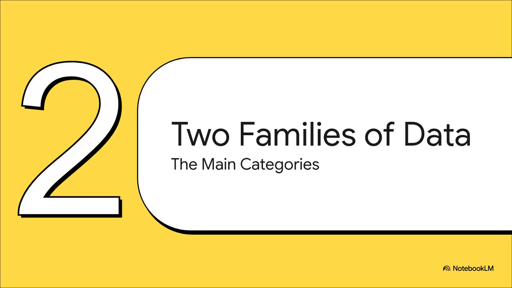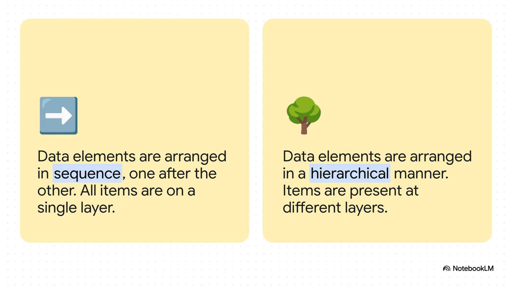Okay. So even though there are lots of different data structures, they all fall into two main families. And the difference between them? It's actually super easy to get your head around. All right, on one side, you've got linear structures. This is where data elements are just lined up in a sequence, one after the other. A simple to-do list is a perfect example.